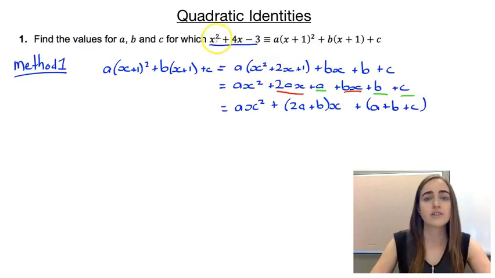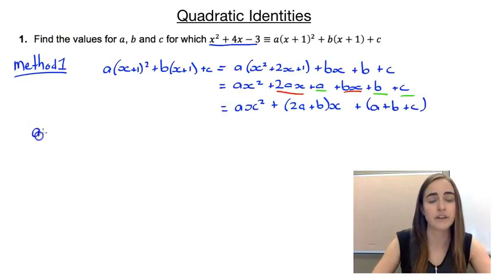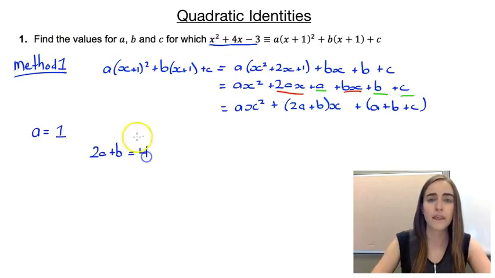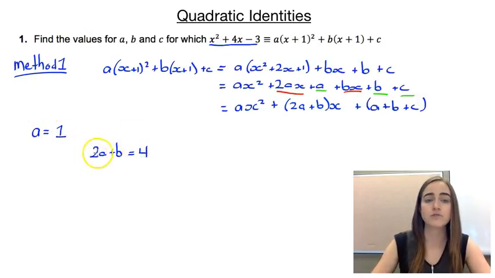So now we can look back at this equation at the top and we can equate coefficients. So the coefficient of x squared is just 1, which means that our coefficient of x squared, our a, has to be equal to 1. So a equals 1. That's our first letter found. Then we can equate the coefficients of x. So we've got 2a plus b, and that has to equal 4. But we know that a is 1, so 2 times 1 is just 2, plus b equals 4, which means that b is equal to 2.